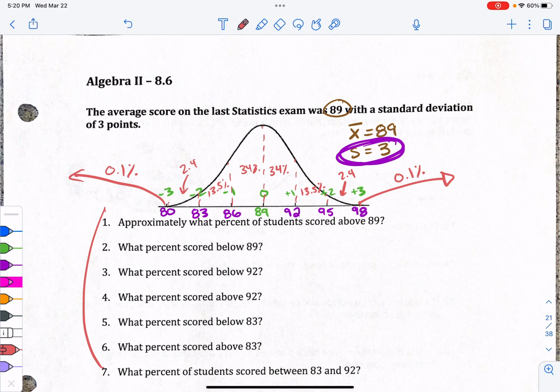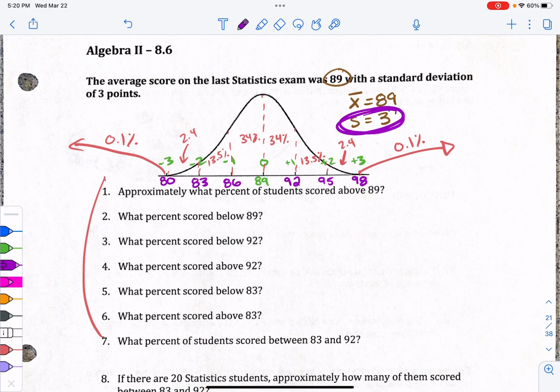Okay, so first question, I'm going to do just a couple of these. I won't do all of them with you, but just a couple of them. Number 1, approximately what percent scored above an 89? Okay, 89 is going to be right here, the middle stage.